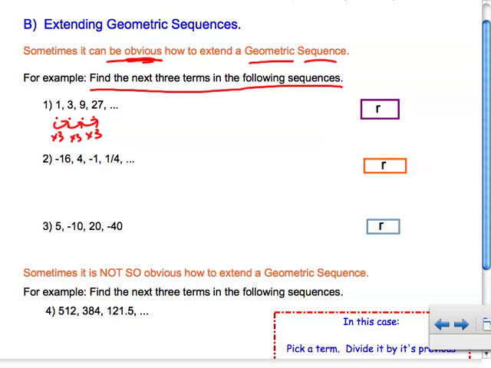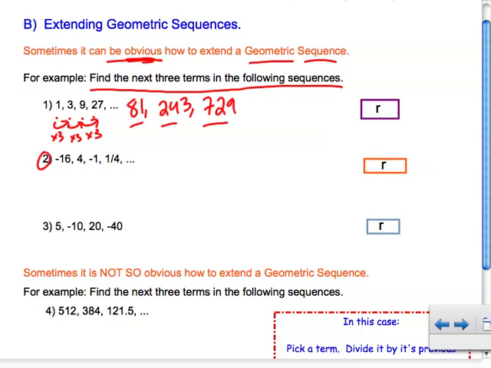All you got to do, 27 times 3, clearly 81, and then multiply by 3, 243, and then multiply by 3, and you're going to get 729. Those are the next 3 terms. Done. Good to go. Number 2. Let's go to number 2.